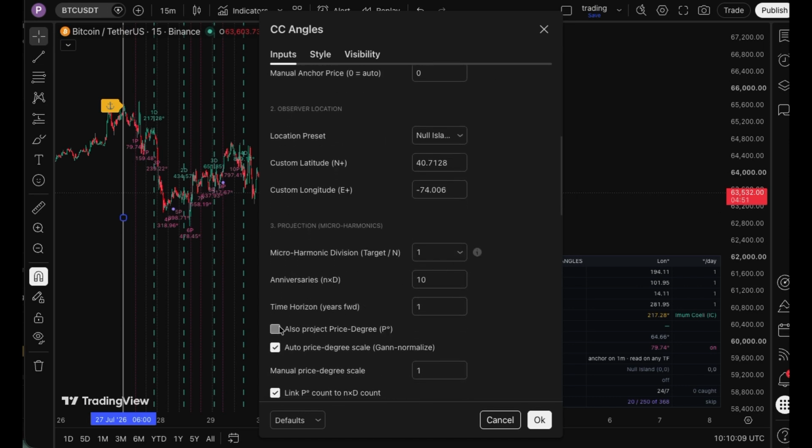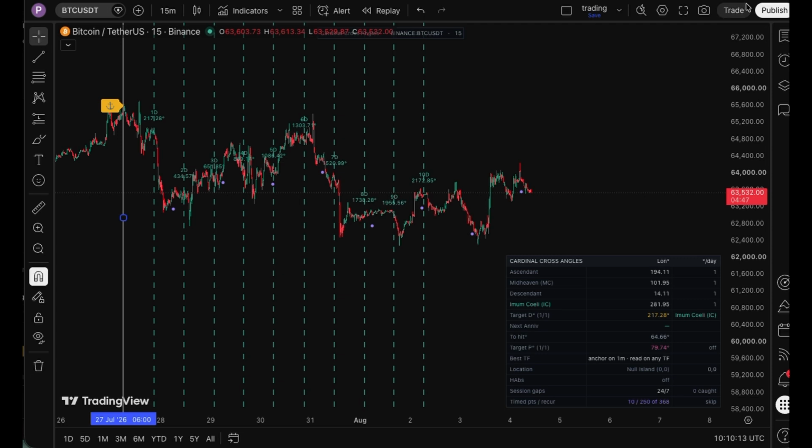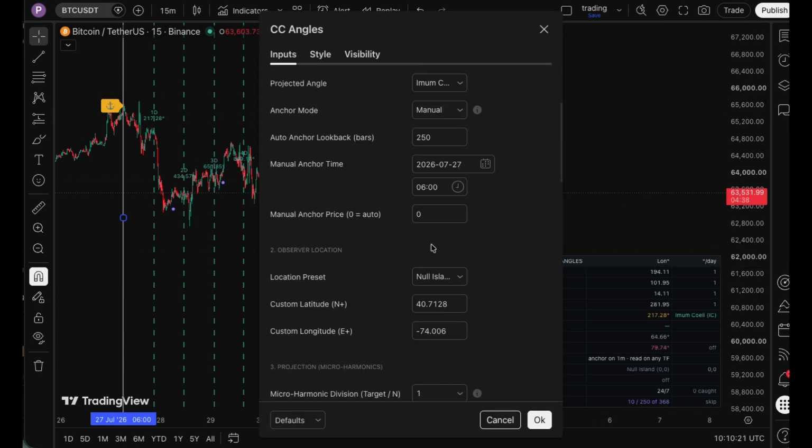The P degrees and D degrees can often have radically different projections. You can turn off the P degrees in settings to clean the chart up. If the lines are not projecting out far enough into the future, adjust the anniversary settings upward up to a maximum of 30 lines.